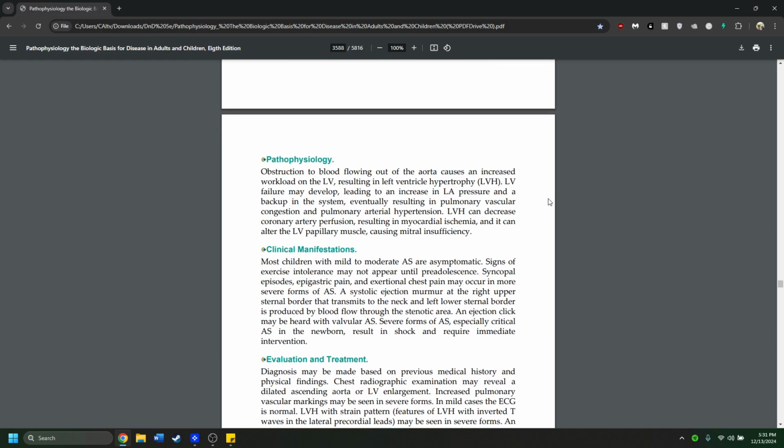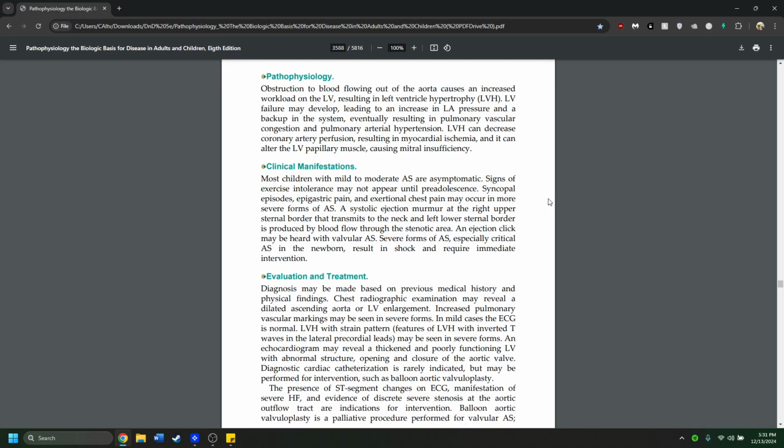So what is our pathophysiology? Obstruction to blood flowing out of the aorta causes an increased workload on that left ventricle, resulting in left ventricular hypertrophy. Left ventricle failure may develop, leading to an increase in left atrium pressure and a backup in the system, eventually resulting in pulmonary vascular congestion and pulmonary arterial hypertension.